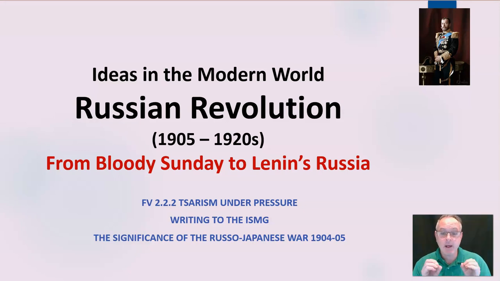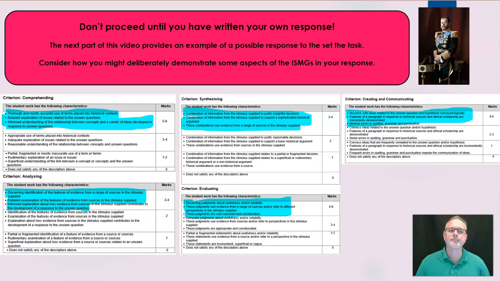Hi historians, let's now have a crack at writing to the ISMG. You've looked at some sources. You should have written perhaps a paragraph, about 250 to maybe 300 words, playing with the sources and the textbook and some notes that I was giving you in the last video. So let's now take a look at that ISMG and remind ourselves what we're looking for.